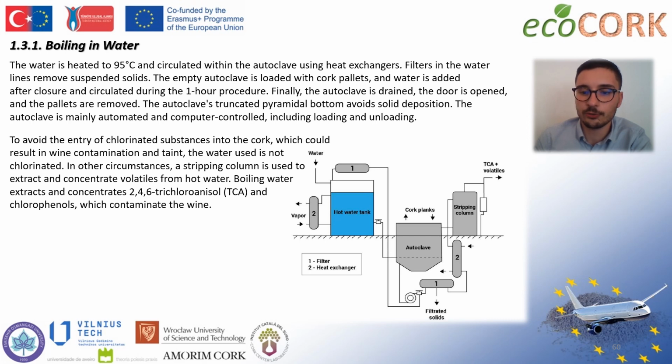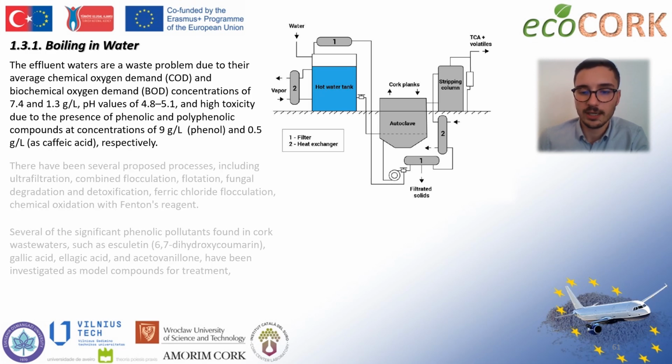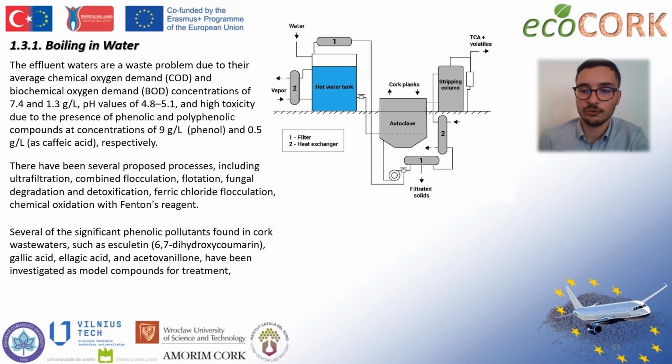In other situations, a stripping column is used to pull volatiles out of the hot water and concentrate them. The average chemical oxygen demand and biochemical oxygen demand concentrations and the high toxicity of the phenolic and polyphenolic compounds in the effluent waters make them a waste problem. Several processes have been suggested, such as ultrafiltration, flocculation, flotation, and fungal degradation.